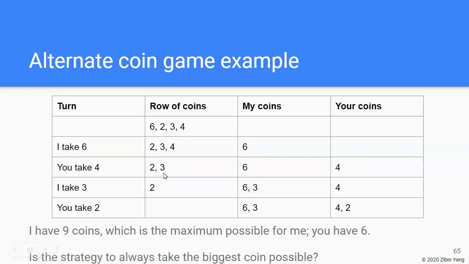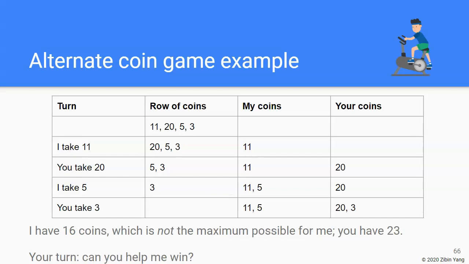Now it's my turn. I'll take the biggest of the remaining, which is 3. So 2 is left, and now I have 6 and 3. And you took the last one. You have no choice. So you'll take 2, and you have 4 and 2. And when we sum up the total number of coins, for me, that is 9, and for you, that is 6. So that is the maximum possible for me, assuming you also get the maximum possible for you, and I win. Now, the question is, is the strategy to always take the biggest coin possible?